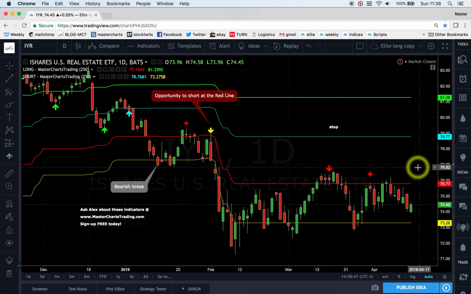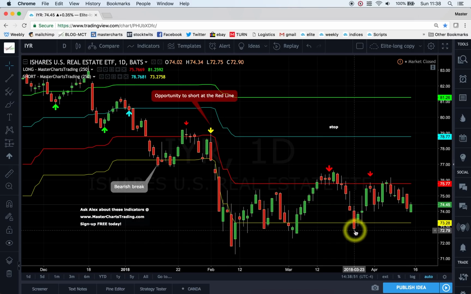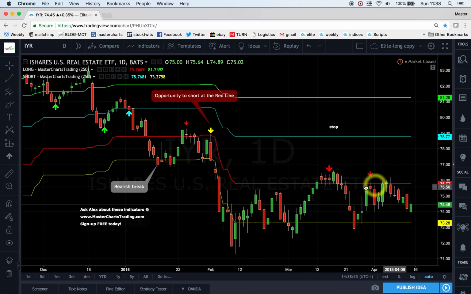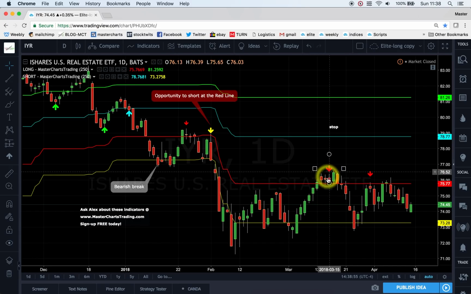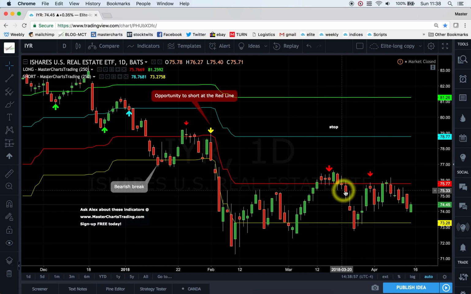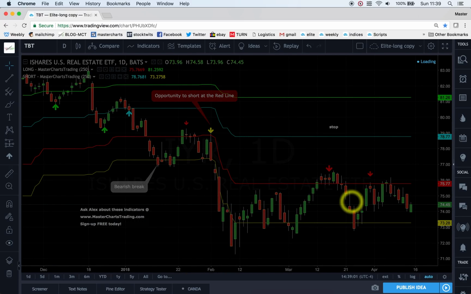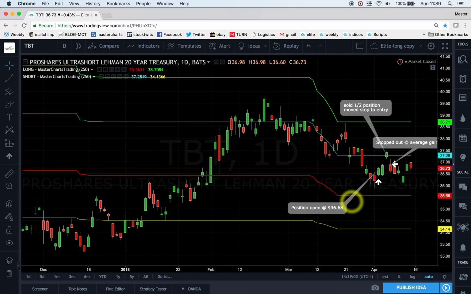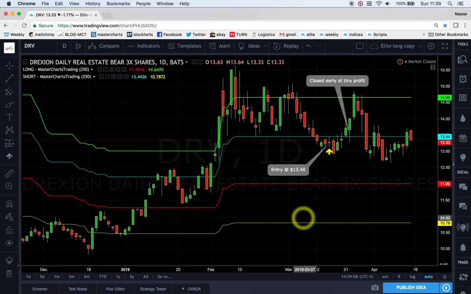So what I'm seeing here is real estate dropping, and this looks bearish to me, and again I would be shorting it. In fact, I think I shorted it here. I made very little money because I got stopped out. I did it via, not TBT, I'm sorry. Actually, I did TBT as well, but for IYR I did DRV, which is a real estate inverse fund.